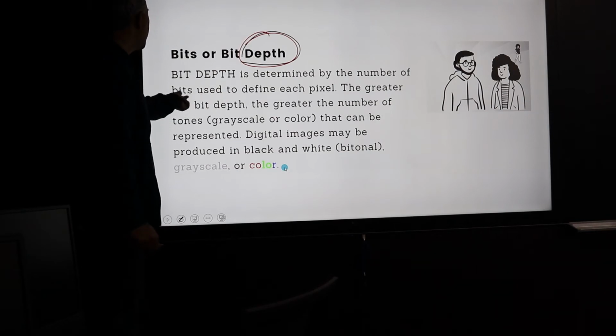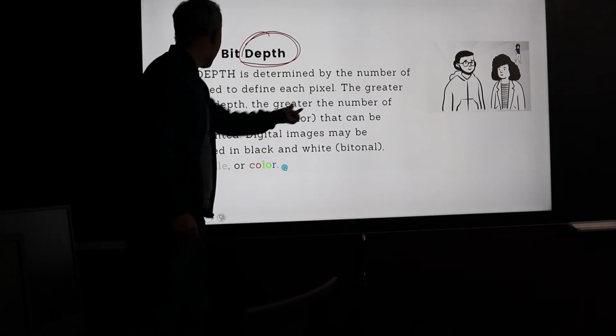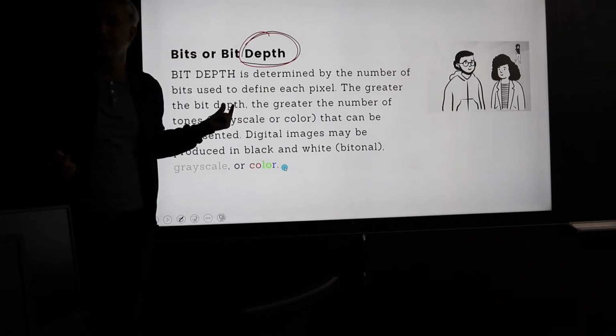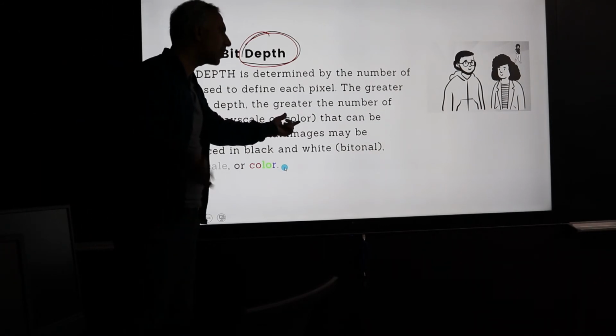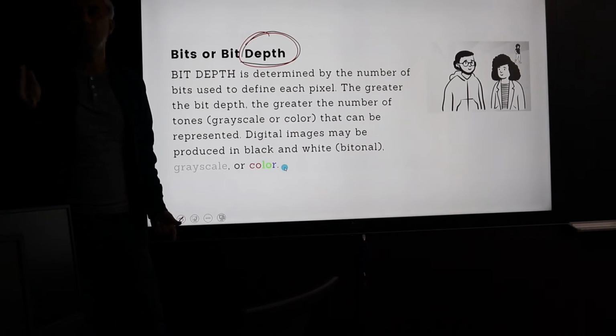So, bits are used to define each pixel. The greater the bit depth, the greater the number of tones. Tones mean, of course, shades. Tones are what? Shades basically, grayscale or color whatsoever. As I already told you, when you are talking about grayscale, how many shades or how many tones are there?